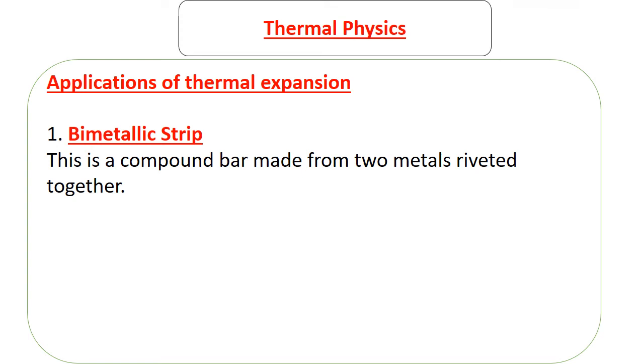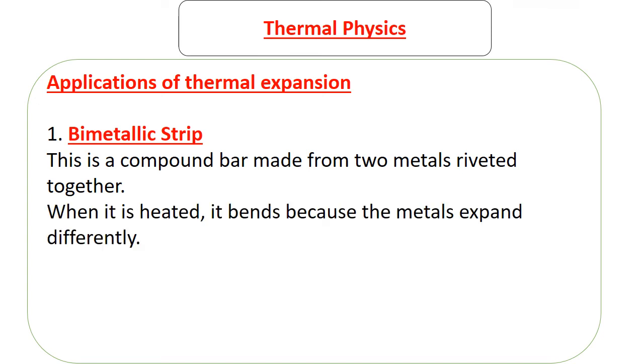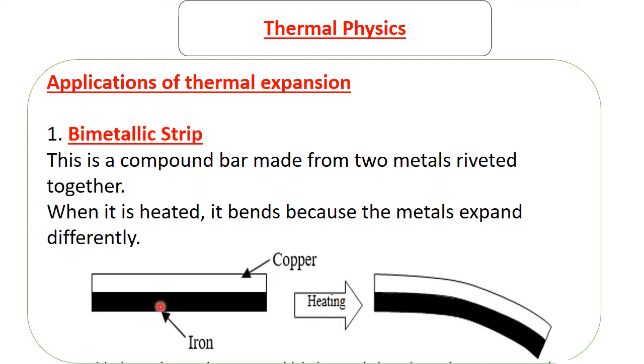So a bimetallic strip is just a compound bar made from two metals riveted together. Riveted is like joined, they can be welded or whatever mechanism. So when it is heated, it bends, because the metals expand differently. So we can have two different metals here. Different substances have different rates of expansion. In short, if you have different substances like copper and iron, you heat them with the same temperature, the copper might expand more than iron. That's how it is. And in this case, that's the case. Copper always expands more than iron.